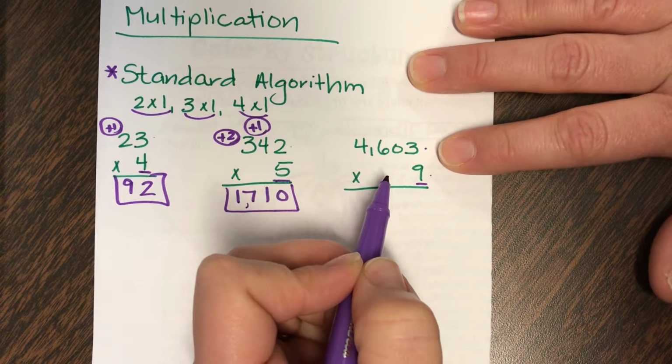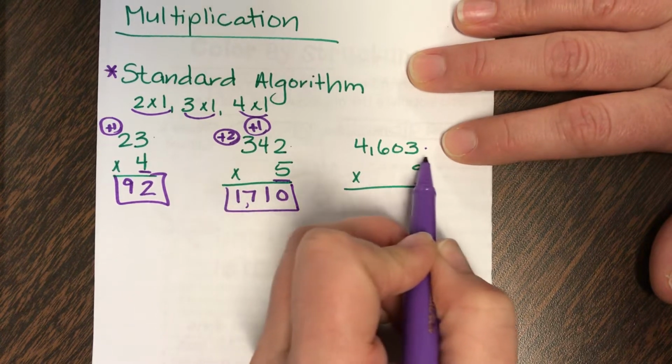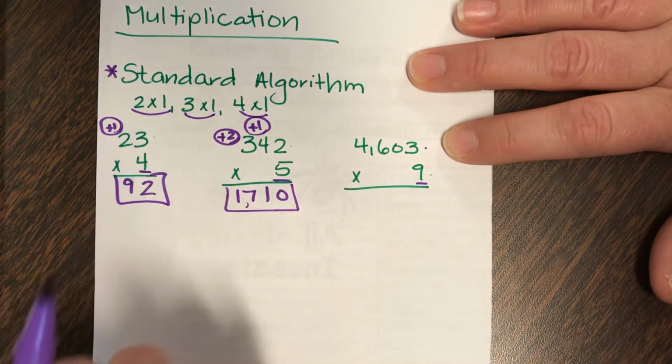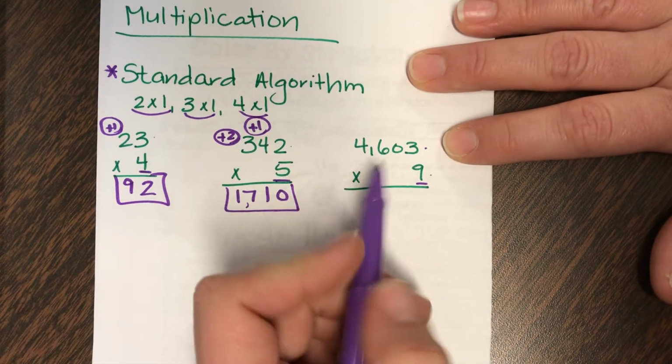And then our last, 4-digit by 1 digit. This is the highest value that we will have as a 4-digit number. We will not go into 5 digits or 10,000s in 4th grade. We only go up to thousands.